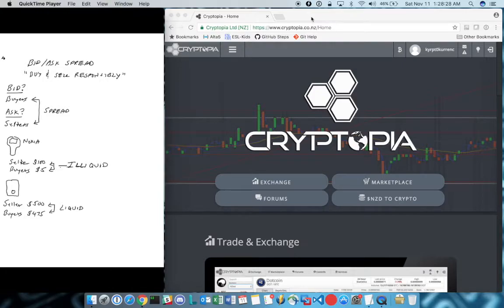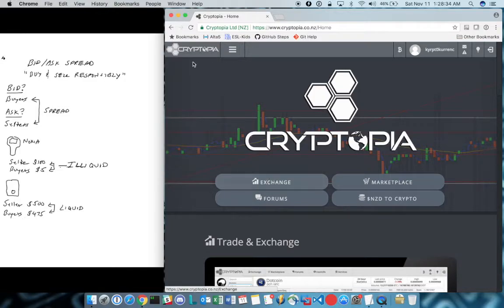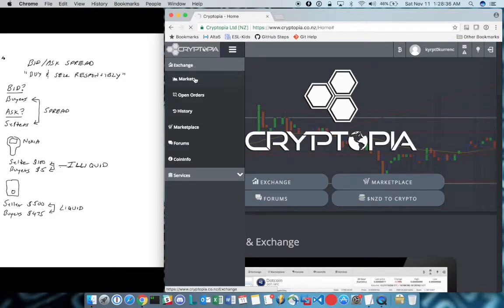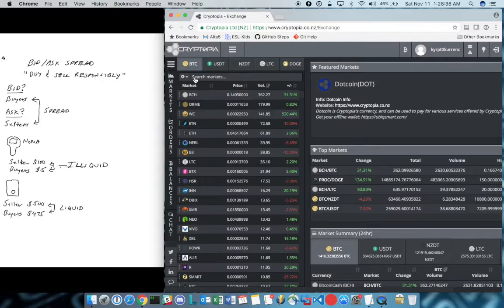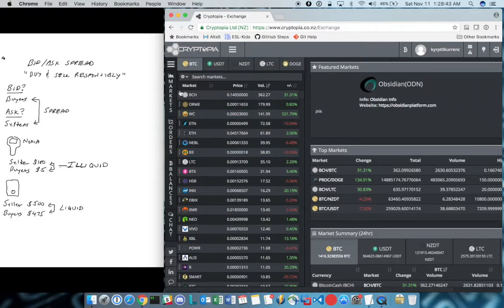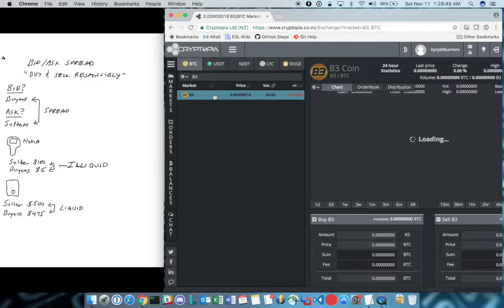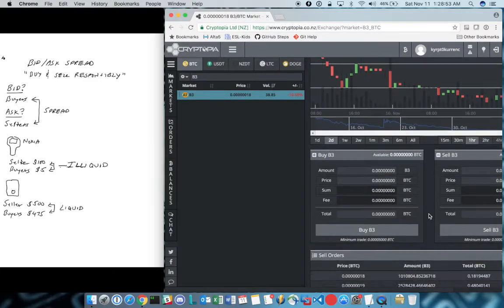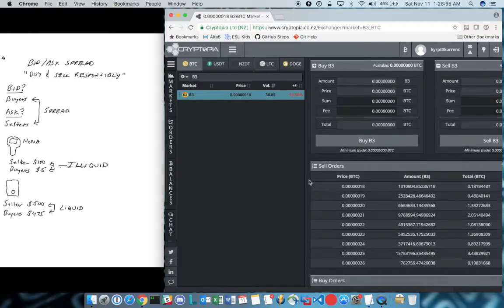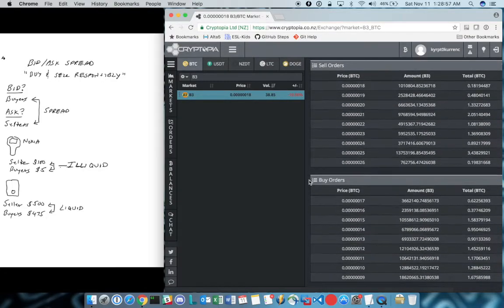So let's look at Cryptopia for a second. We'll go over here to the Cryptopia's market page. And let's look at the BTC B3 market. B3 is my new favorite coin right now. So let's look at the sell orders and buy orders.